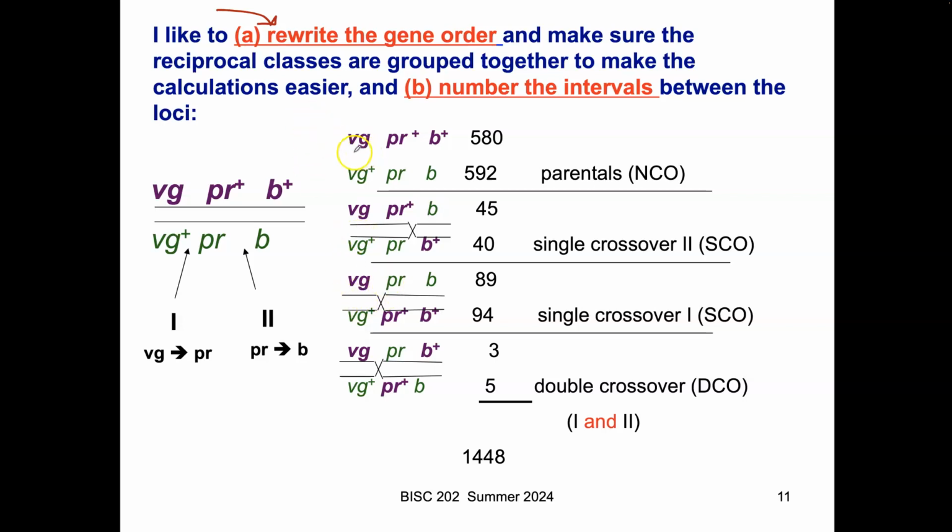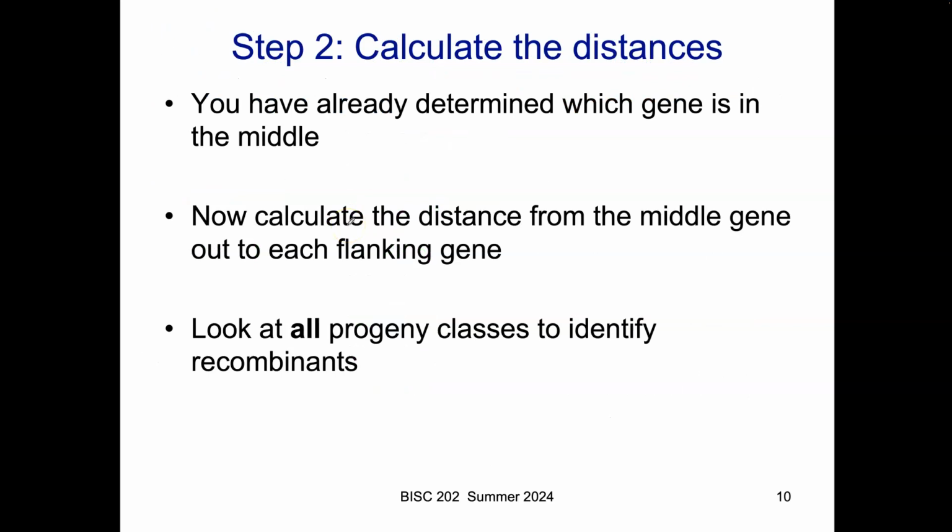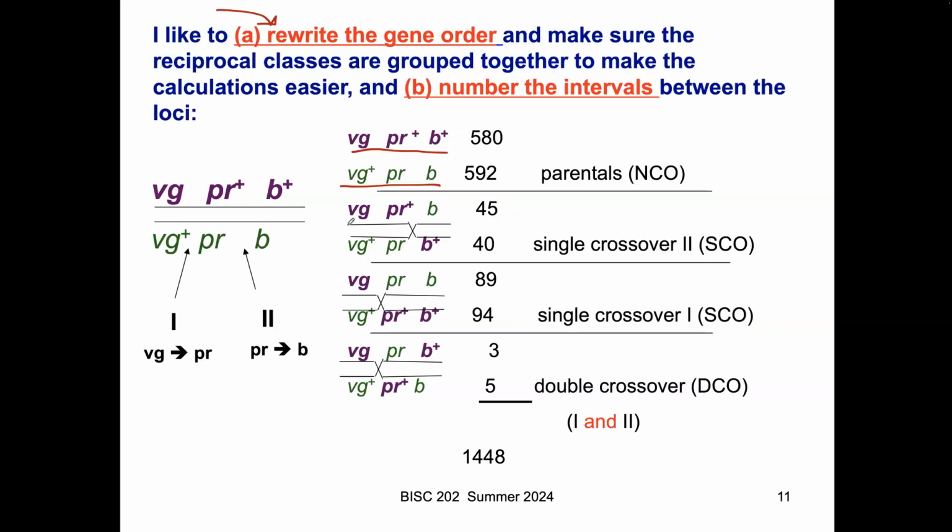Okay, so for the two larger classes, we know that no crossing over has taken place. And when you have the genes in order, it's really easy for you to know where the crossovers took place. So this category, the crossovers took place between purple and black.